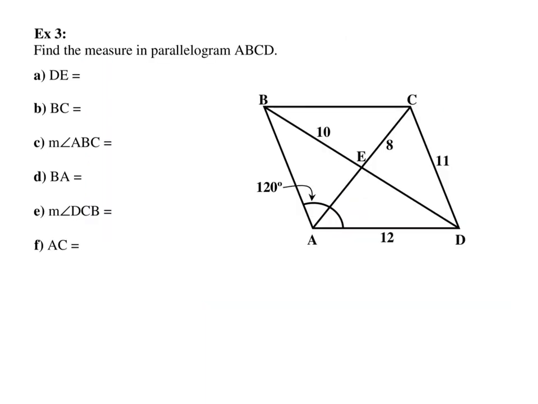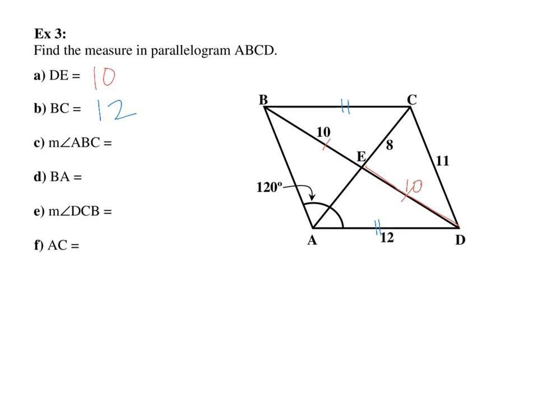Find the measure in parallelogram ABCD. Okay. DE is what I have to figure out. All right, well, I know that the diagonals bisect each other, so this must be 10. And BC, what's BC? Okay, I know that these have the same length, so that's 12.